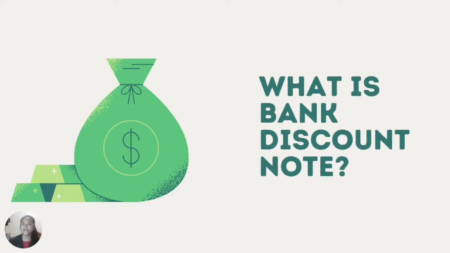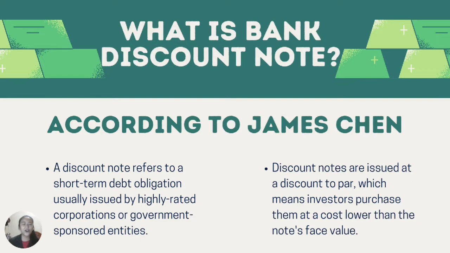So what is a bank discount note? According to James Chen, a discount note refers to a short-term debt obligation usually issued by highly rated corporations or government-sponsored entities. Discount notes are issued at a discount to par, which means investors purchase them at a cost lower than the note's face value. We must remember that in a simple interest note, the face value of the note is equal to the principal. Therefore, the maturity value is higher than the face value. On the other hand, in a bank discount note, the face value of the note is the maturity value, meaning the borrower pays the face value at maturity, which we will discuss further later.